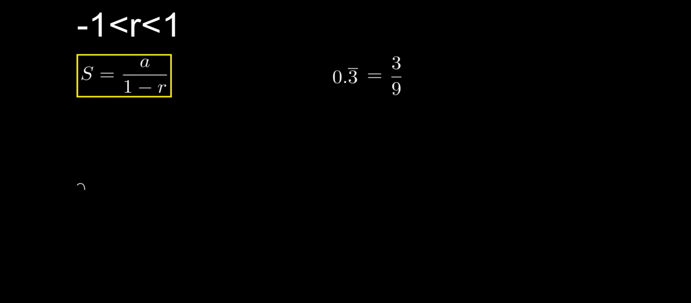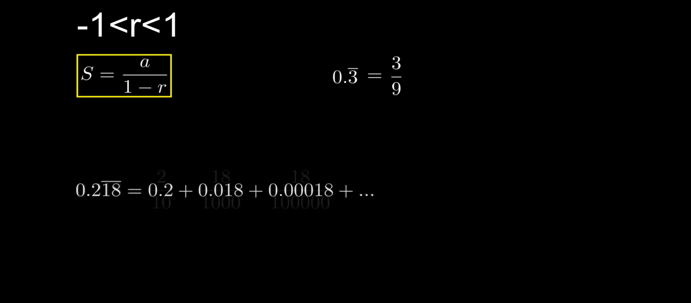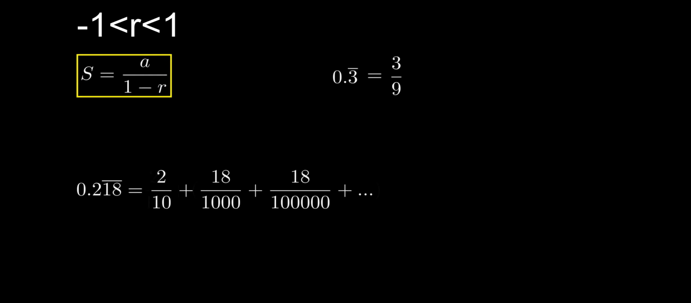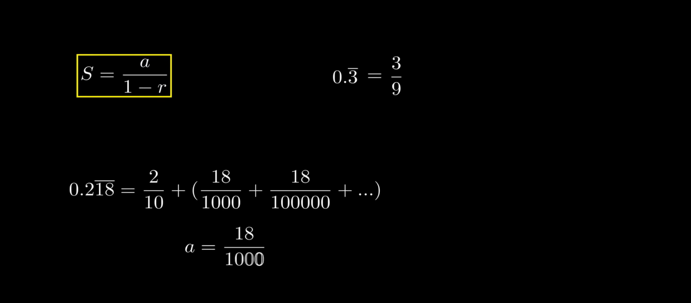Let's try converting another one with an infinite geometric series, like 0.218 repeated. That would be 0.2 plus 0.018 plus 0.00018 and so on, which is just 2 over 10 plus 18 over 1000 and so on. In this case, we would take the infinite sum of 18 over 1000 plus 18 over 100,000 and so on and add it to 2 over 10. The first term is 18 over 1000 and the common ratio is 1 over 100.